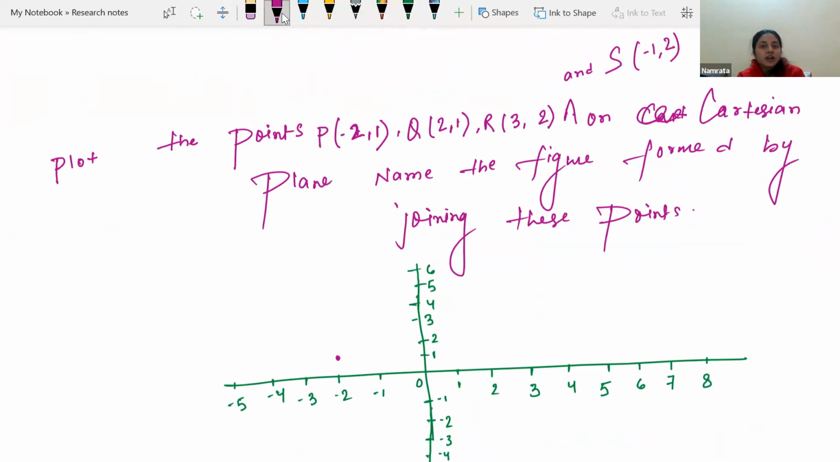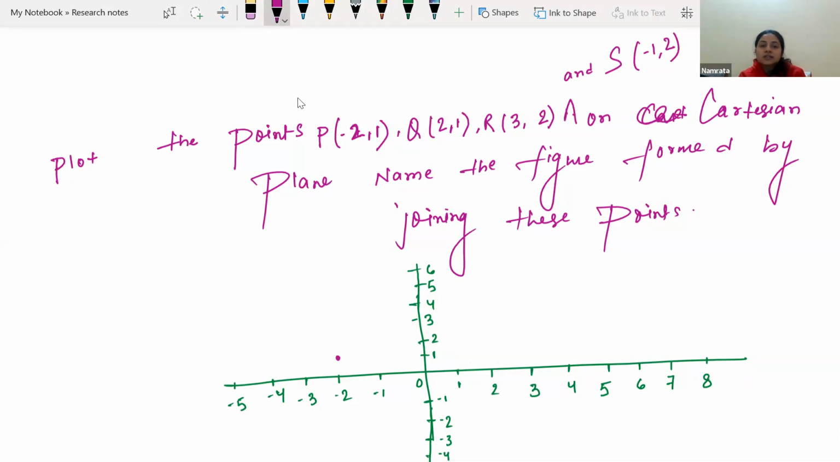If we do it on graph paper, or if we draw the coordinate axes with the help of a scale, maintaining this distance, this distance, all the distances equal, then and only then our figure will be accurate. However, let's try and see which figure we get. This type of question, when you get it in the exam, you will definitely get a graph paper along with it to solve this question.